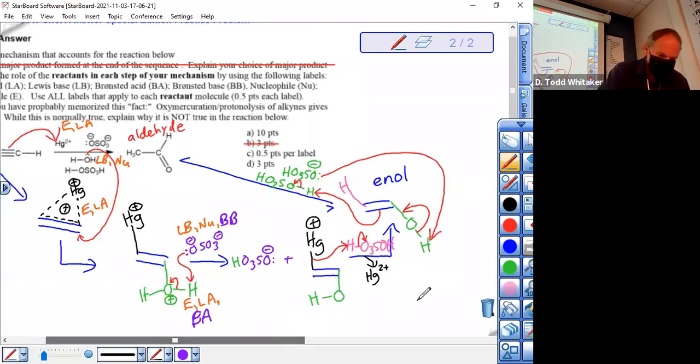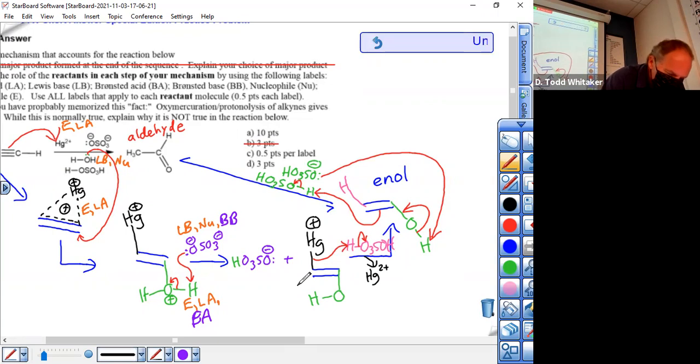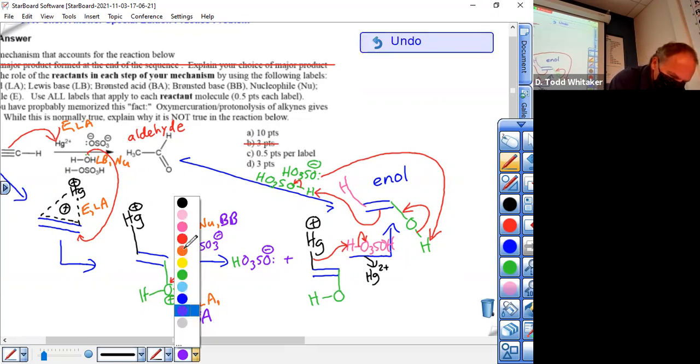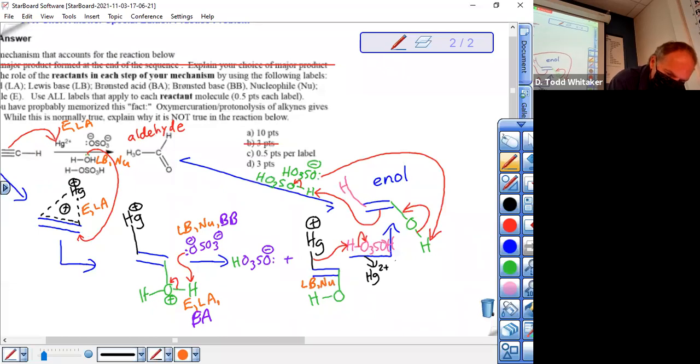And it's all about Bronsted here. Originator is the lubnu. So this guy is the lubnu. And this guy is the ELA. And it's attacking a proton, so the lubnu is a BB. And the thing getting attacked is a BA, Bronsted acid. It's got a proton.